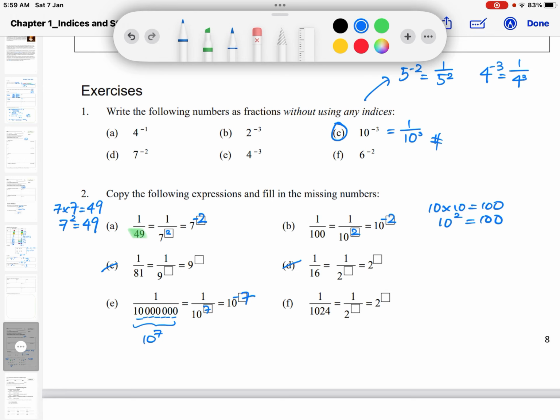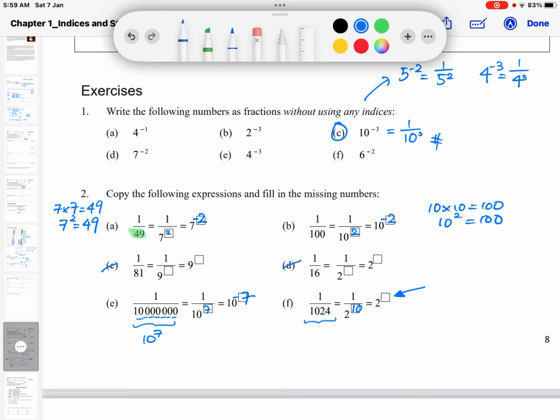Now, 1024, I will just give you a hint. This is 2 to the power of 10. Can you help to fill in the answer here by yourself? Your teacher will walk around to check your answers as you're doing this. If you don't understand, just raise your hand and get some help. If you're done with this, turn over to the next page.